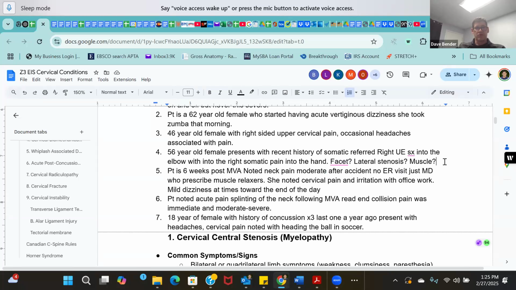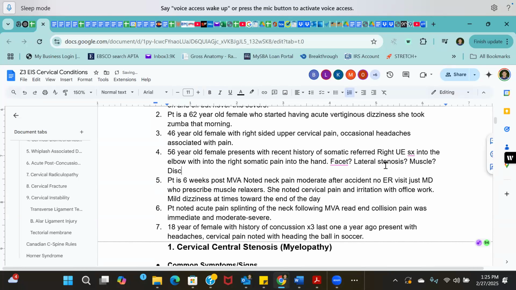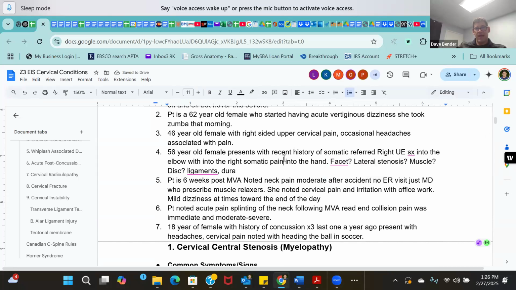So lateral stenosis. What else? What other structures can give pain in the neck? Discs. Mhm. What else? Like ligaments, inert ligaments, if they're overstrained due to excessive motion or lack of motion. Yeah, ligaments, dura, disc, muscles, facet joint. Maybe even just the capsule there. If we put it, that'd be arthrosis.